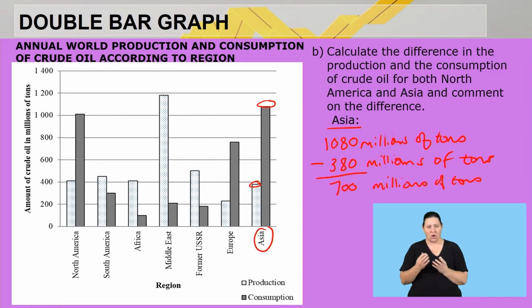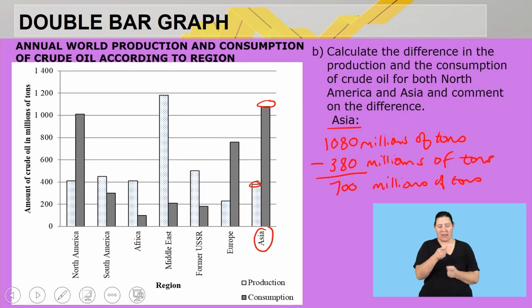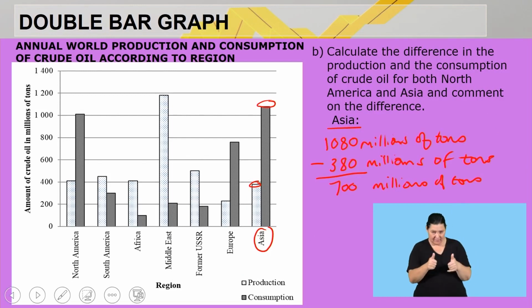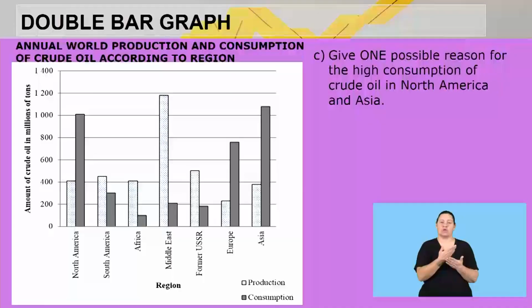Now, the question also said we have to comment on the difference. I'm sure you'll agree that Asia uses more crude oil than North America. Guys, I hope that's clear to all of you. Then we have a question that says, give one possible reason for the high consumption of crude oil in North America and Asia. If you look at this, we can say that obviously they have big economies, or we can use as a reason that they have big populations.